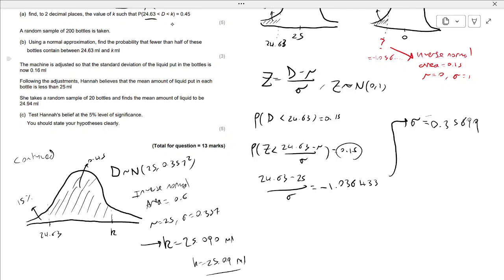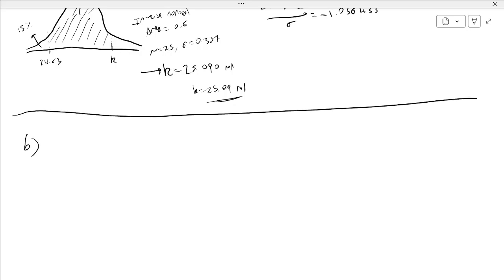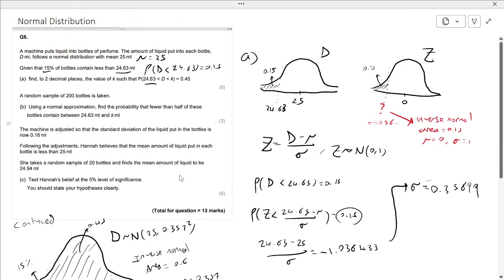Part B then. Part B says a random sample of 200 bottles is taken, using a normal approximation, find the probability, and so on. So a common question is, how do I know when to use a normal approximation? And the answer is very easy: only if they tell you. If they tell you normal approximation, that's when you do it. Otherwise, you're not going to do it. So we use a normal approximation. Find the probability that fewer than half the bottles chosen contain between 24.63 and k.